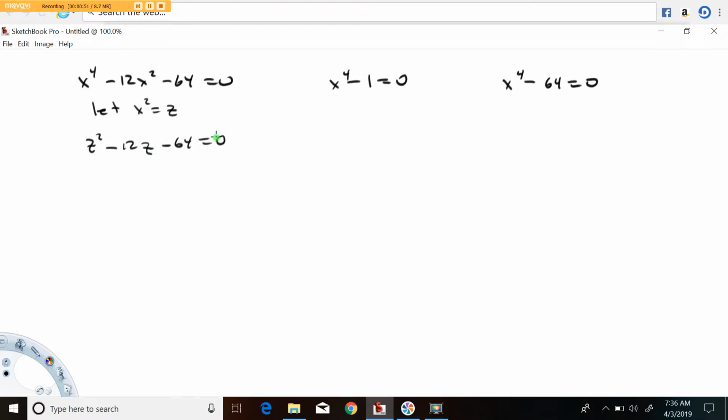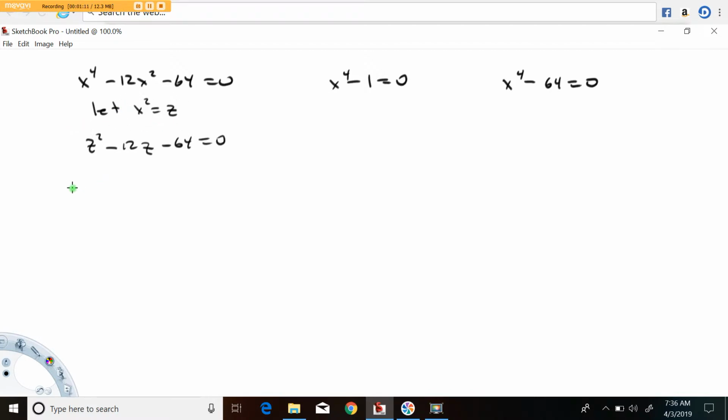And you see what we've done is we've changed this equation from a fourth order to a second order, a quadratic equation. This can perhaps be solved by factoring. I usually go to the quadratic formula. That's kind of my go-to method here. We'll find a couple values of z, and then we just have to go back and back substitute.